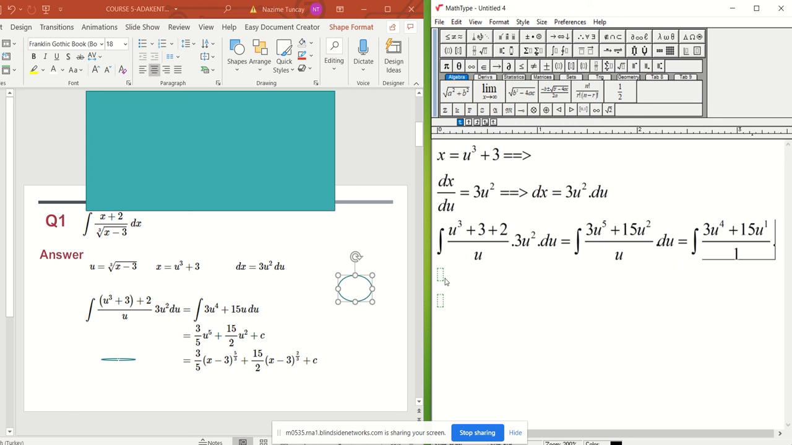So I can write here now, all equal to the integral. Let me take the integral again from here. This is all equal to the integral of 3 u to the power 4, 3 multiplied by u to the power 4.